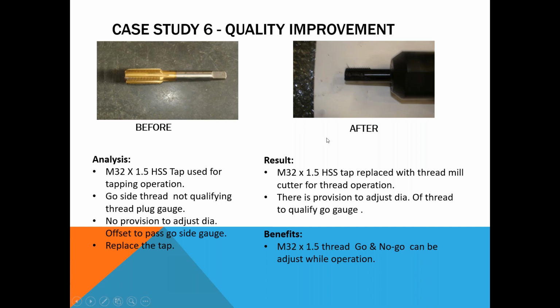What we have done is we have now used a thread milling cutter. And in this, if the go gauge does not go, I give a little offset forward, then the go gauge goes. This has also reduced the problem of go no go. Plus there is a lot of cost saving because the tap was frequently being replaced. There was a cost saving of about 18% or so.